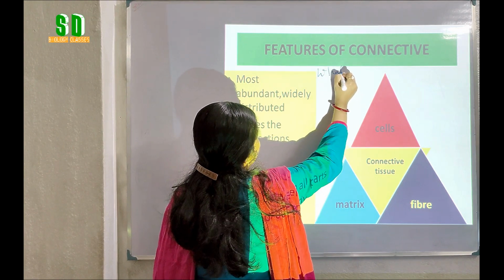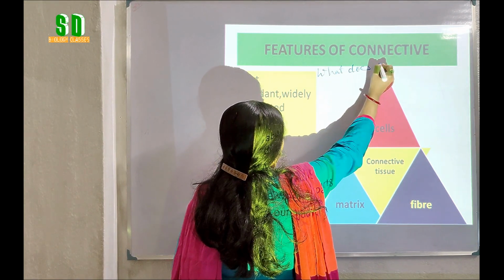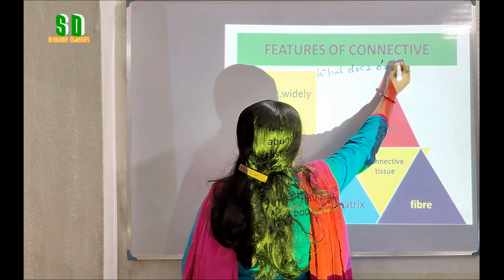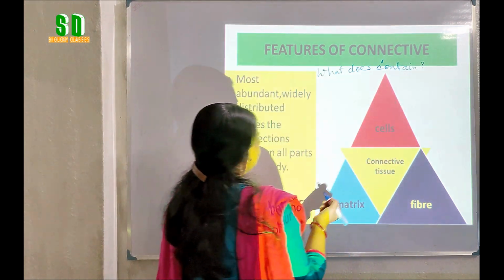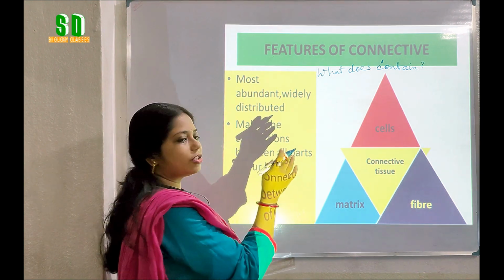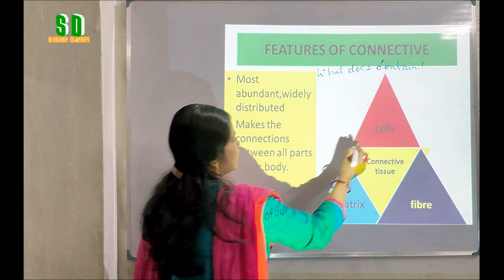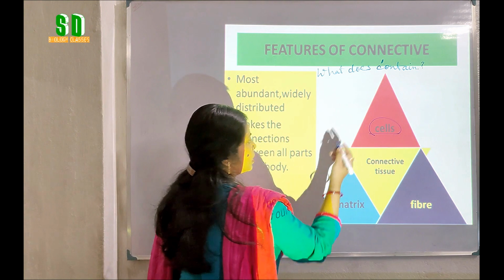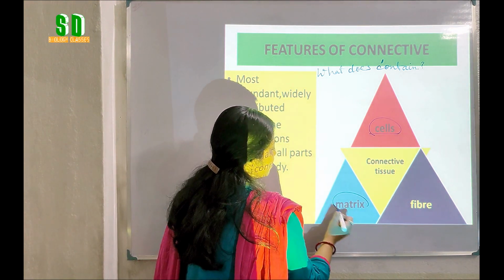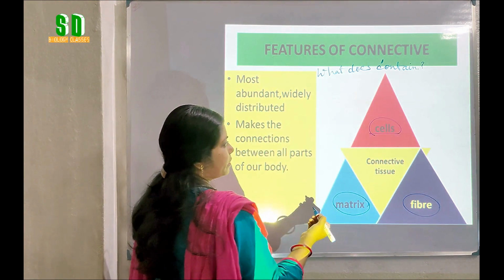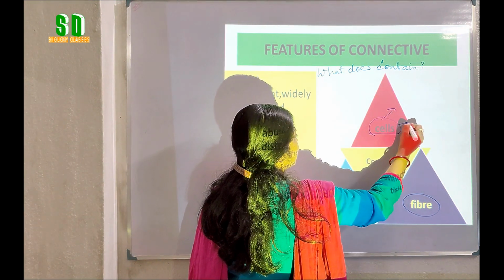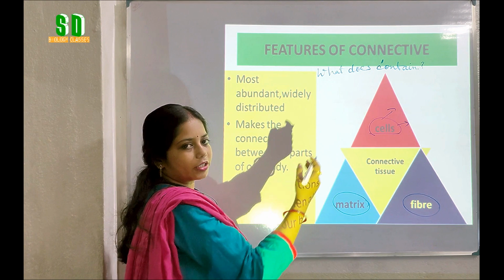Now, what does connective tissue contain, or what substances is connective tissue made up of? It is made up of three different parts: the cells of the connective tissue, the matrix and the fiber. What type of cells are present? Different types of cells are present in different types of connective tissues.